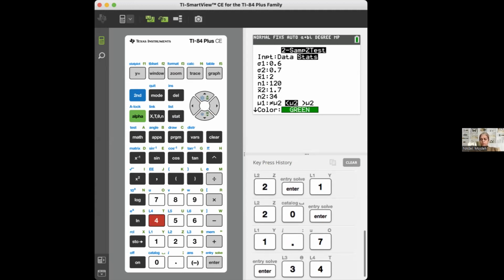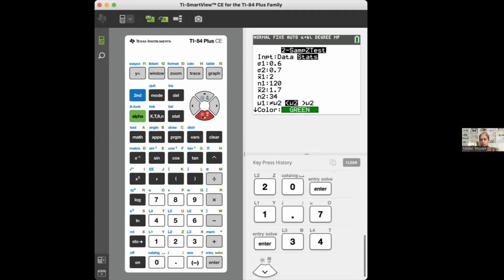Then it says mu1, colon, then you have not equal mu2, less than mu2, greater than mu2. Here, on the H1 sentence, we had mu1 not equal mu2. So I go down, highlight the first option, mu1 not equal mu2. I'm telling the calculator I have a two-tailed test. I press enter, and I go down, go down.